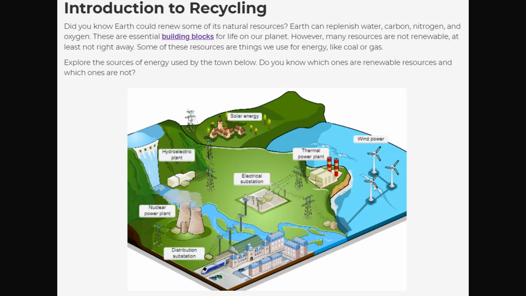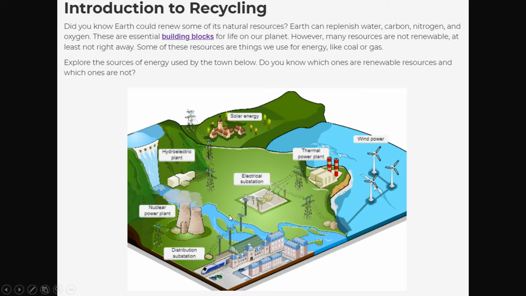So we're going to be talking about recycling and stuff like that. Let's take a look at this picture over here. This picture is showing various types of ways that we can generate electricity. Electricity is used to run all of the houses and even sometimes electric cars and all those kinds of things. So what are the different ways that people generate electricity?